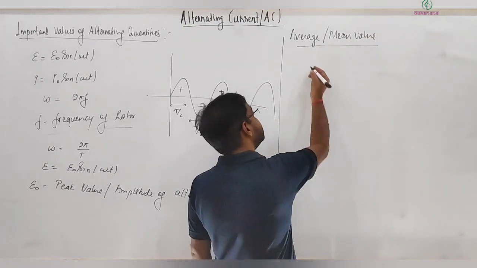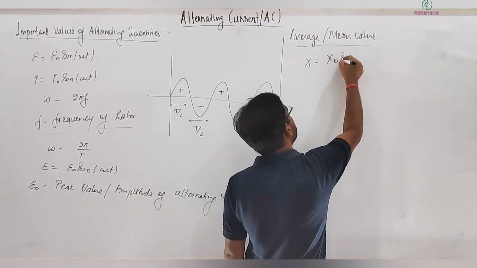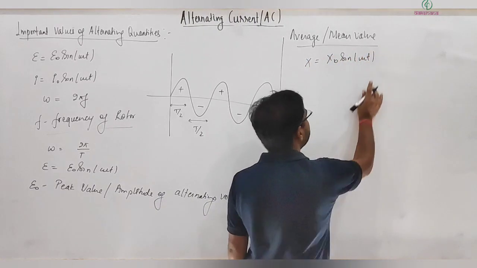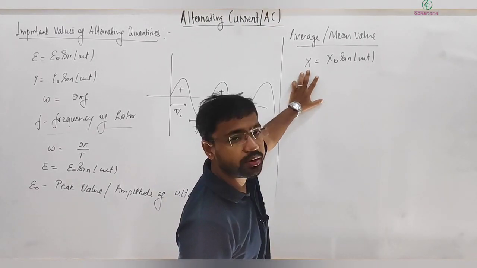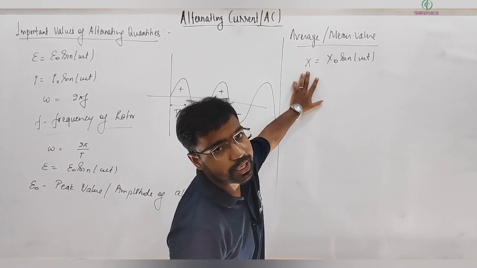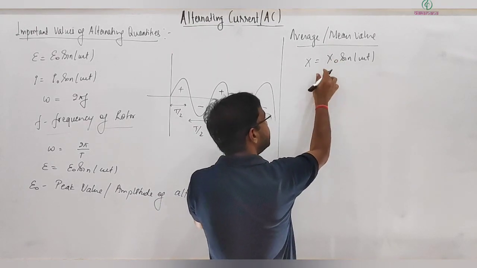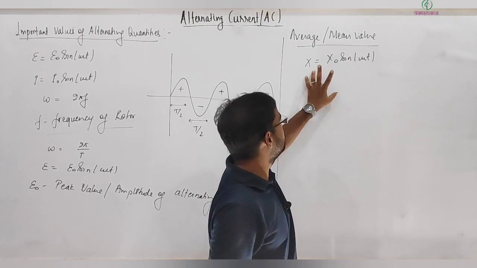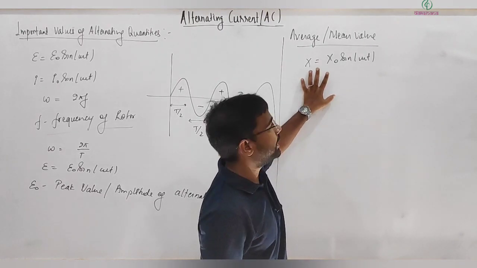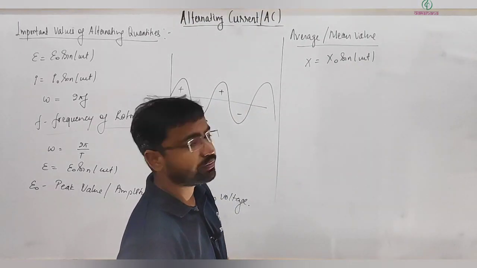So this is x naught sine of omega t. X can be my EMF or it can be my alternating current also. X naught is your peak value. Then what is the average value of this? If this is an alternating source representing either EMF or current, then what do we mean by average or mean value, right?